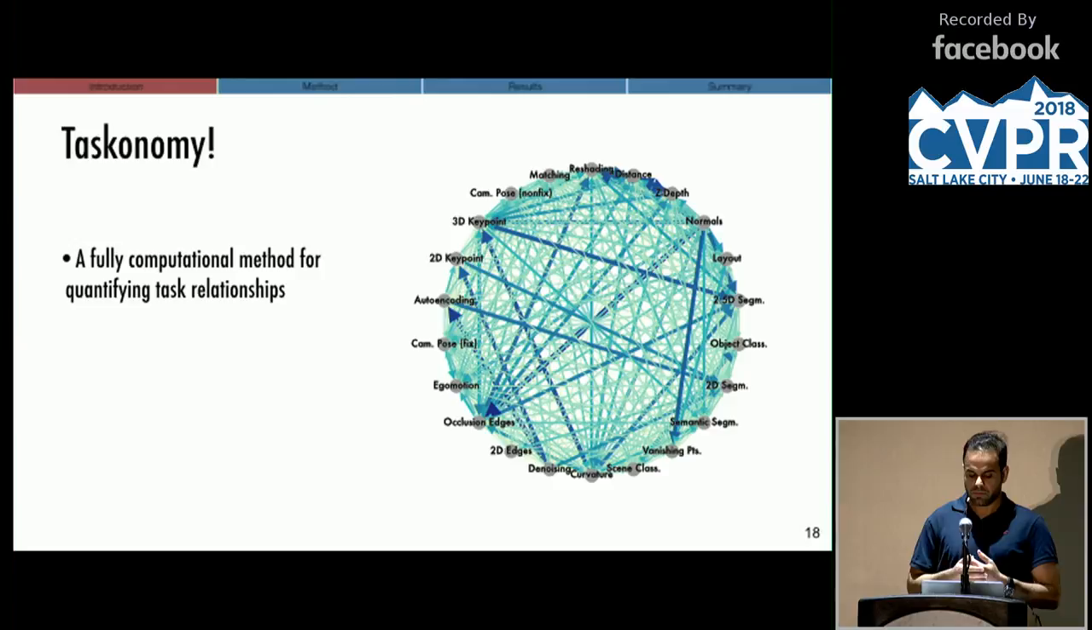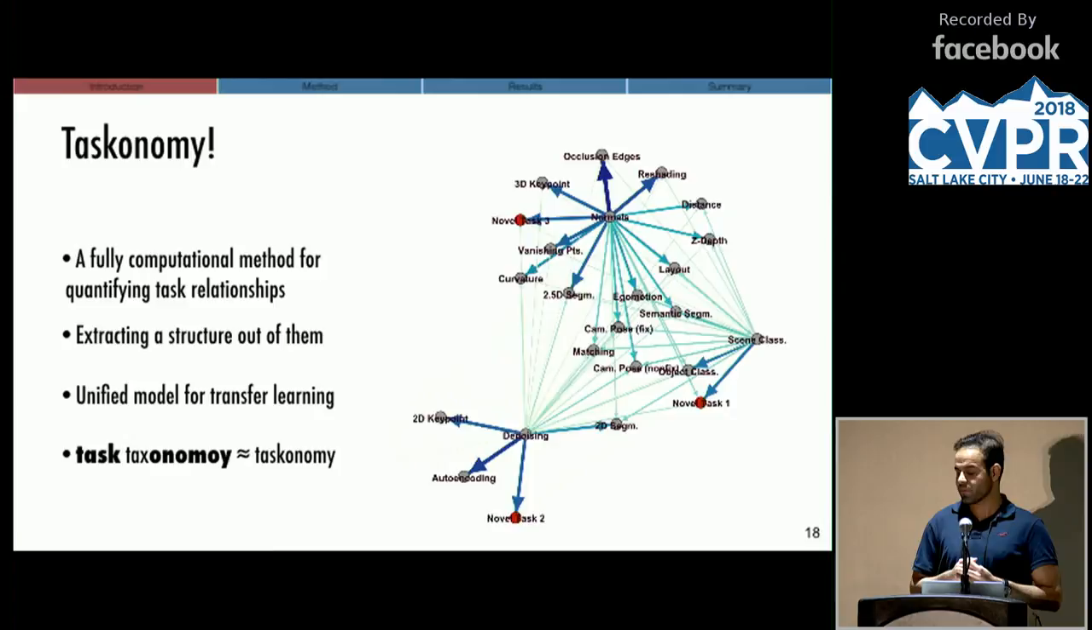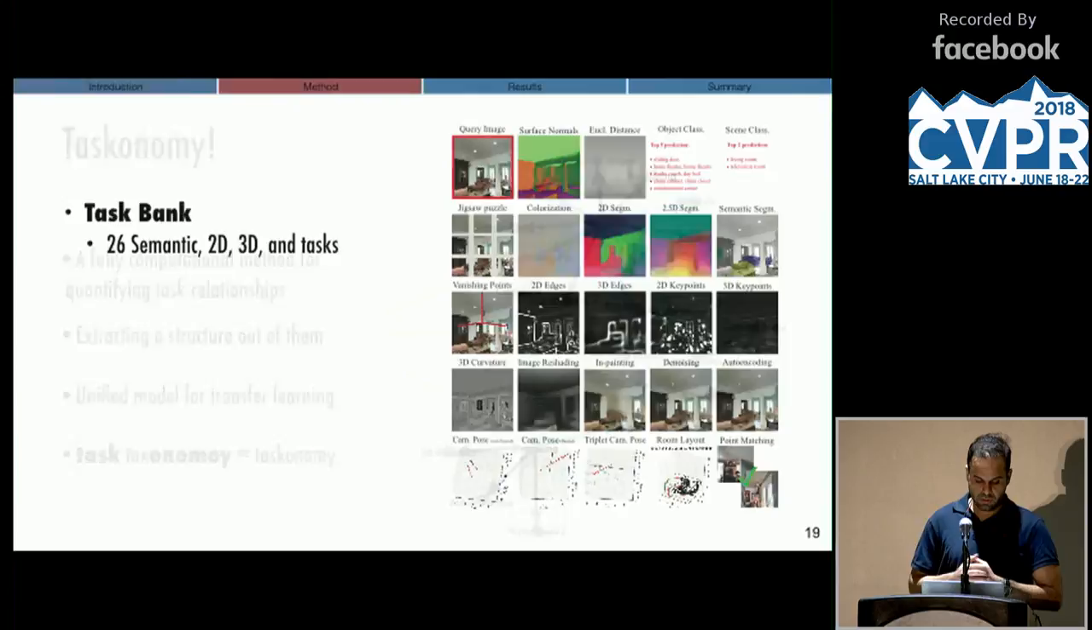So this is what taxonomy is about. It's a fully computational method for quantifying task relationships at a scale and extracting a unified structure out of them as a model for transfer learning. We call it task taxonomy or taskonomy, as it devises a taxonomical transfer policy over tasks. Okay, so here's more details about how we do this.